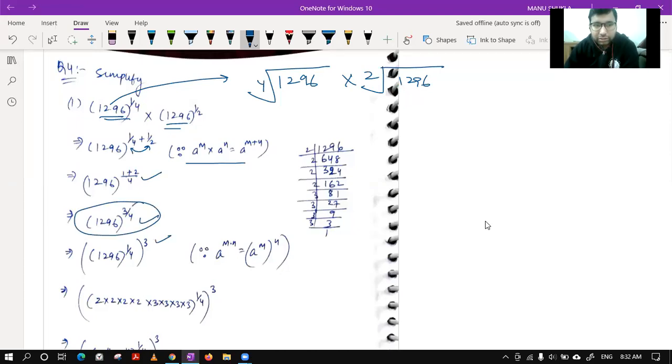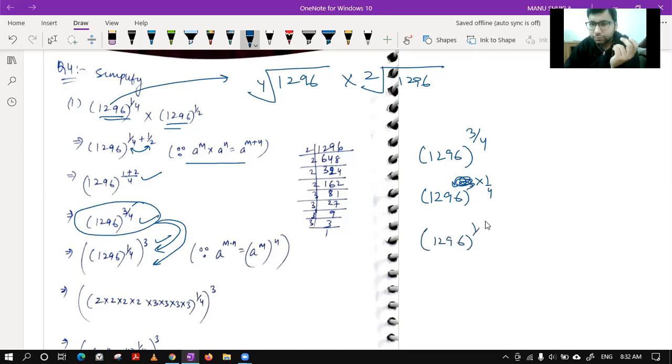Sorry. After this step, are you able to understand what I did here? We have just used a simple formula, a to the power m plus n. So we got 1296 to the power 3 by 4. We can write this as 1296 to the power 3 into 1 by 4. No problem. So what I did is I took this 1 by 4 inside and 3 outside, like this, whole power 3. So they are the same thing because we have studied that power of power gets multiplied. So we have used this thing.